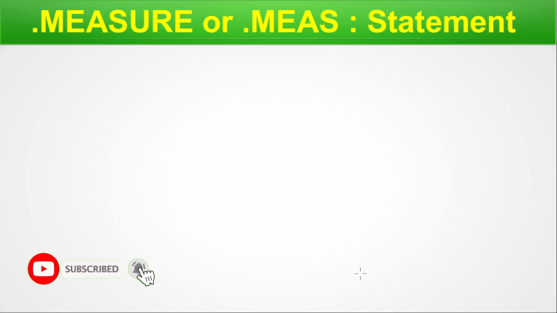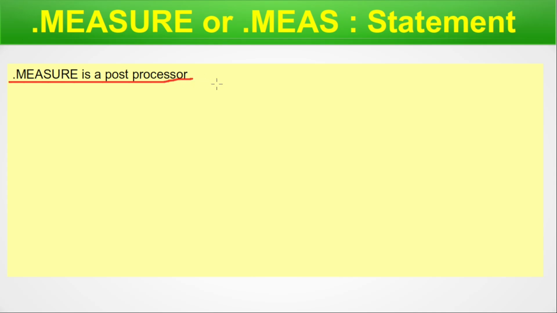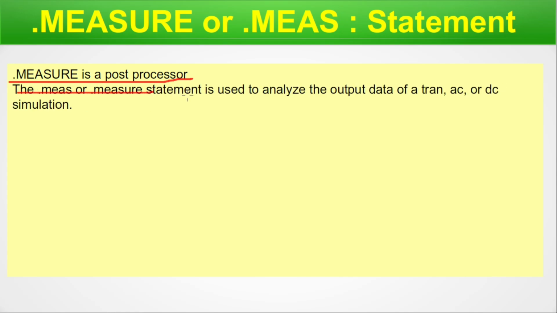Dot measure, abbreviated dot MEAS statement. Let us see what's the philosophy and the examples. Dot measure is a post processor. That means once your probe command is done, right, the waveform has come into the DB or the output raw file. The dot measure will operate on it and give you some specific value. The dot measure statement is used to analyze the output data of a transient, AC or DC simulation, or rather you can say all these types of analysis.